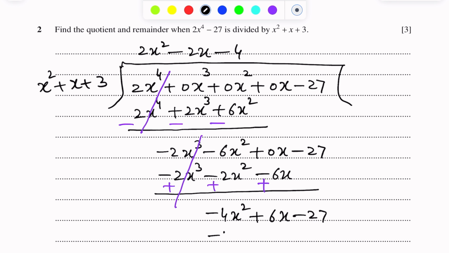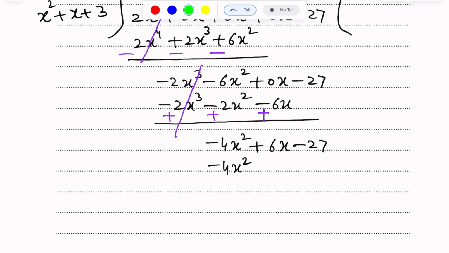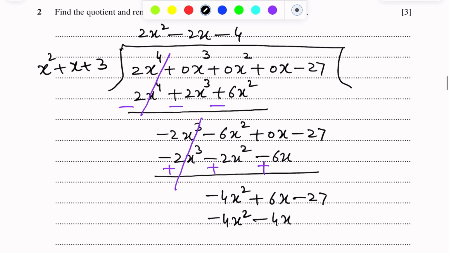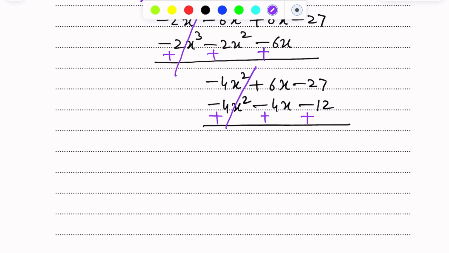Minus 4x square. Now we multiply minus 4 by x, this is minus 4x. Next is minus 12. Again sign change. Cancel out. Adding the remaining terms, we get 10x minus 15, which is the remainder.